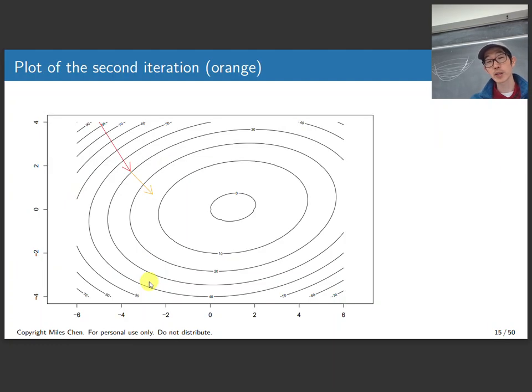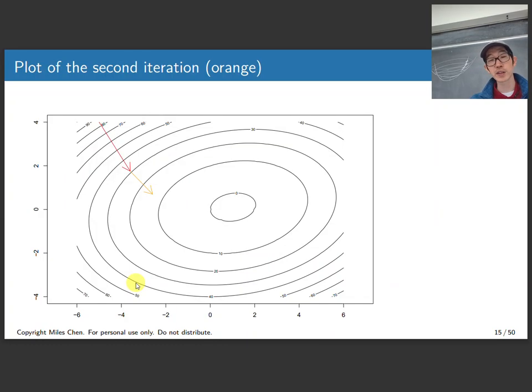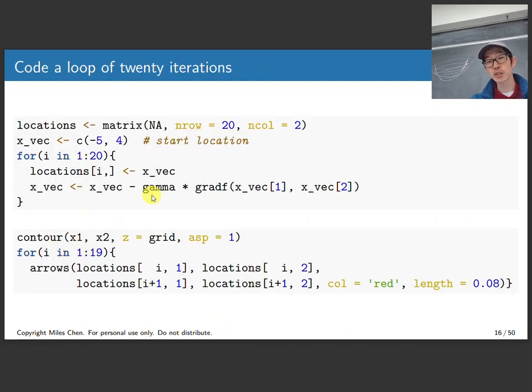And if I plot that, that takes me to my next iteration. So my next stop is going to be -2.59, positive 0.695. That's right here. And so from this location, this would have been uphill, and we're moving opposite of that, and that takes me downhill. And that's this thing. Okay, and I can repeat this process.